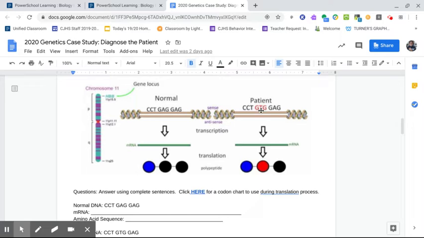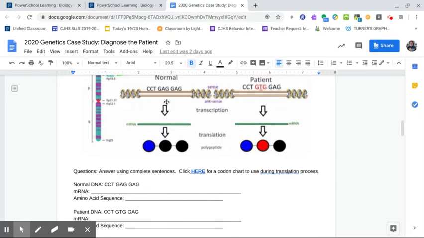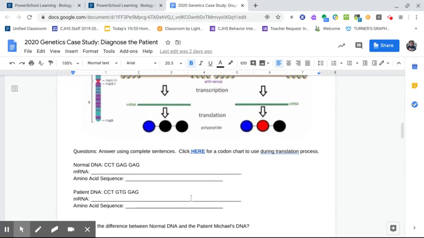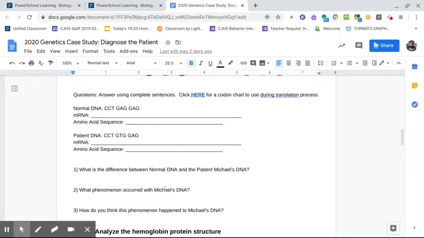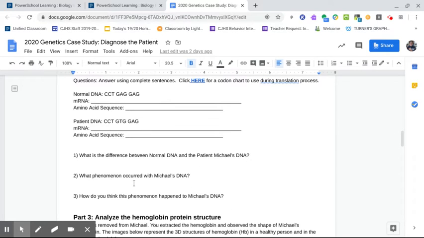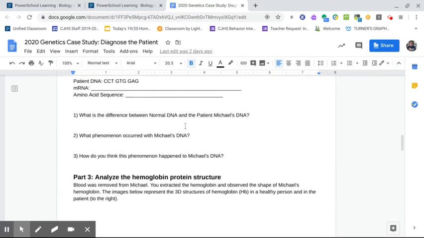And patient Michael has this code. You needed to transcribe it to the mRNA and then translate it with a codon chart to form the amino acid sequence. And then just answer these questions right here, 1, 2, and 3 regarding this.